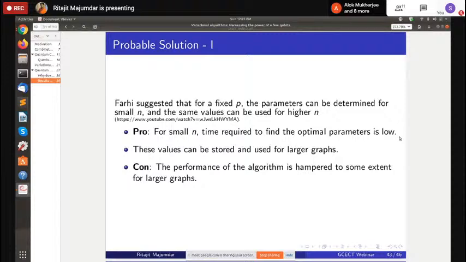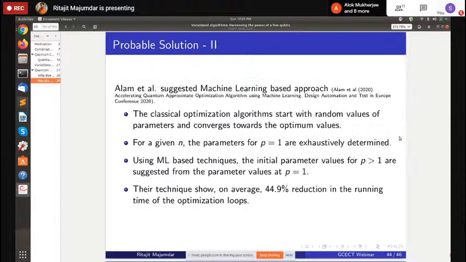It is maybe acceptable. The second solution, of course, machine learning is everywhere. So we should have some machine learning based solution. So the idea is, again, for p equal to 1, you exhaustively search the parameter values.